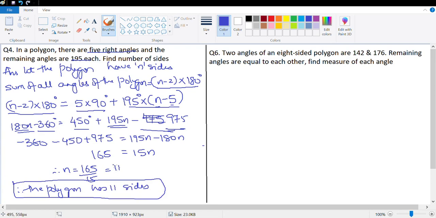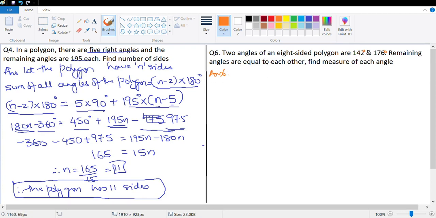Let's look at the next question. The next question that we do is question number 6. Question number 6 says, 2 angles of an 8-sided polygon are 142 degrees and 176 degrees. So it's an 8-sided polygon, and the remaining angles are equal to each other.